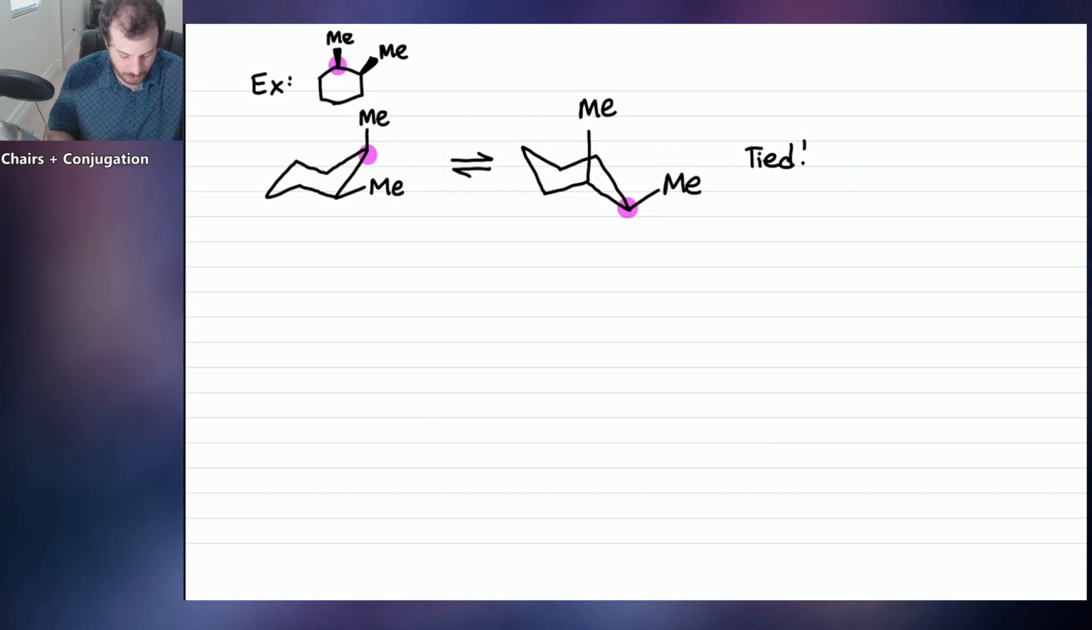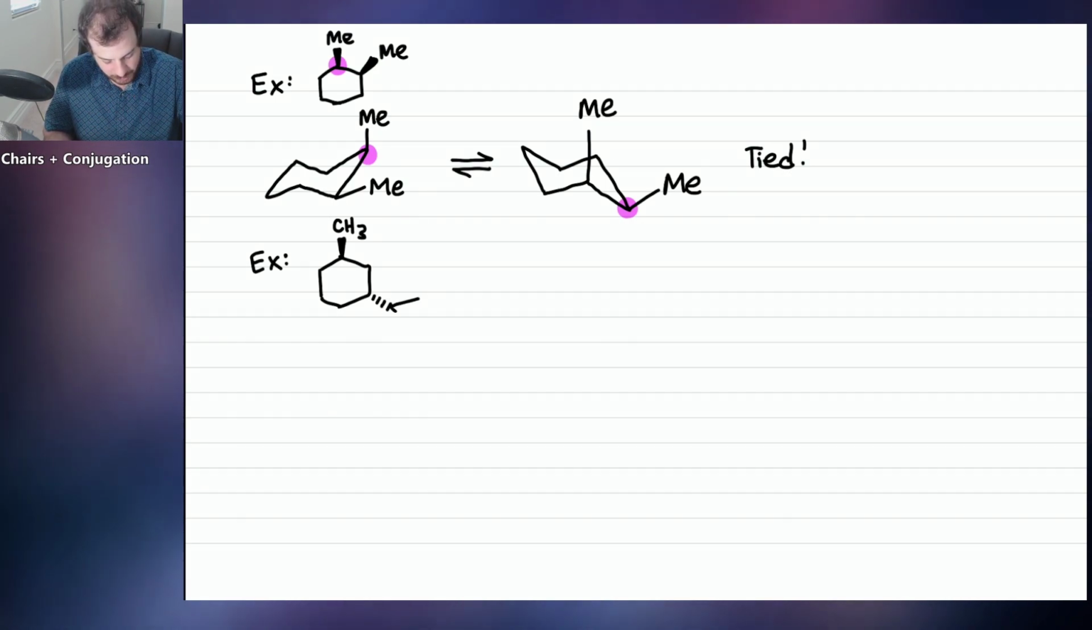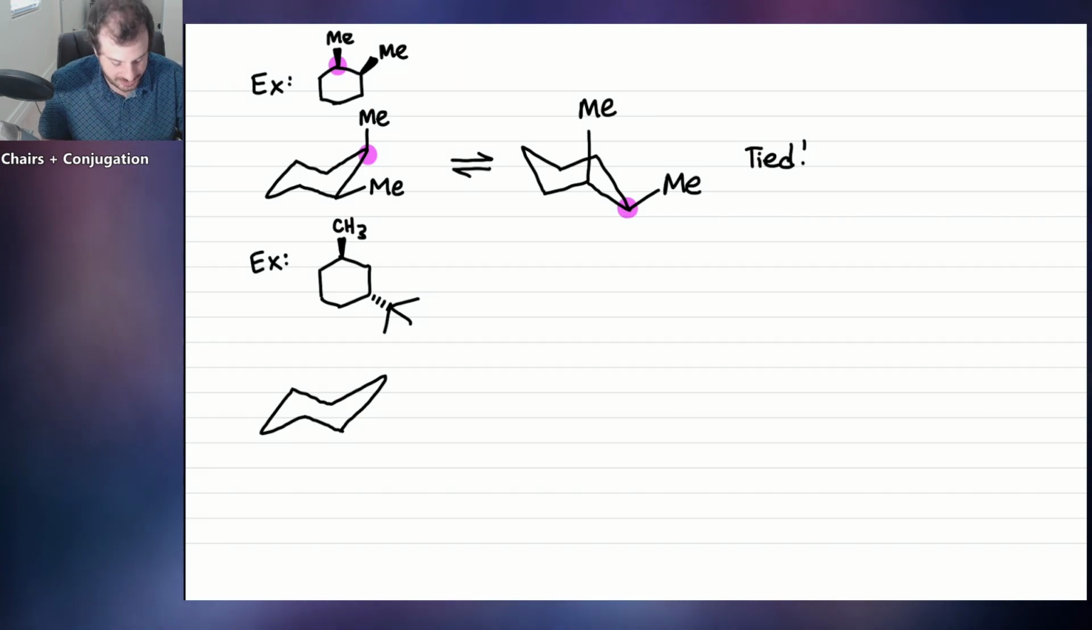All right, let's do one more example here. Let's do methyl, and let's do a big group. Let's do a tert-butyl group going down. Okay, let's draw a chair. You'll get really good at drawing these chairs. I want you to practice with that. And then let's see what we got here.